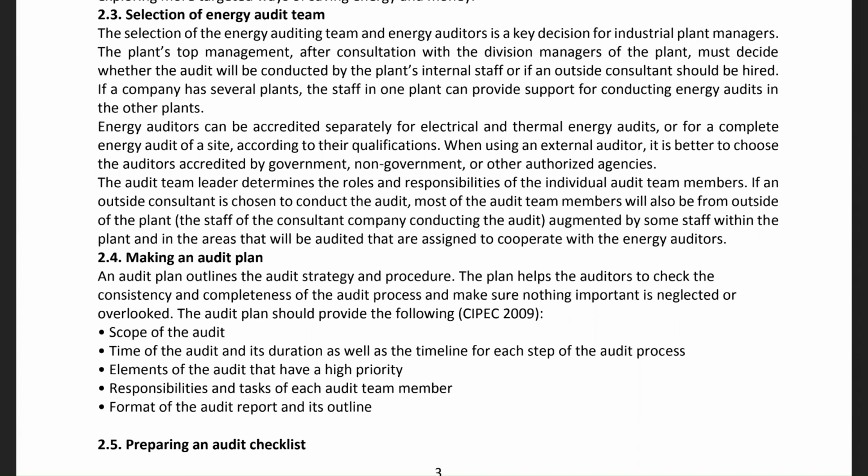But what is the disadvantage? The disadvantage is that those persons will consume more time. They will inquire more. They are required to first have a walkthrough audit, then they can go for the diagnostic area, and also they will charge some money from the industry. So it is not economical. Okay, so these are the advantages and disadvantages of selecting the energy audit team. They are selected based on consultation with the division managers of the plants.